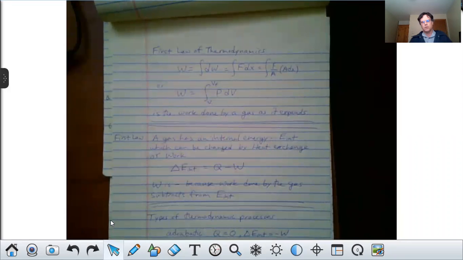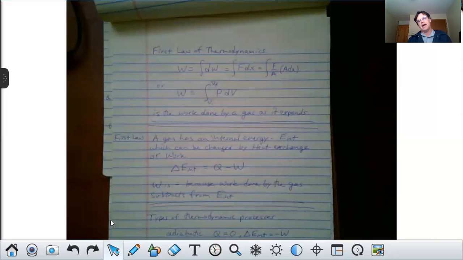And so what we're going to look at in the remainder of this chapter, pretty much, is a gas. Consider a gas that has atoms or molecules. Those atoms and molecules will move around. They have some internal energy stored in that kinetic energy in the gas. Now, there are different ways you can change that internal energy.